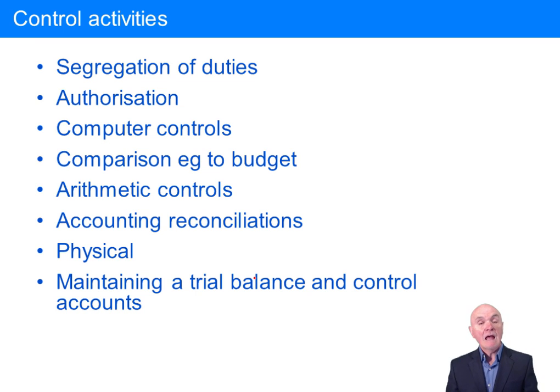Arithmetic controls, like when you receive an invoice from a supplier, add it up, make sure it's right, make sure they've calculated the tax correctly and so on. Maybe if you're working out wages by hand, really quite complicated transactions, easy to make an arithmetic error, get a second person to check the arithmetic.